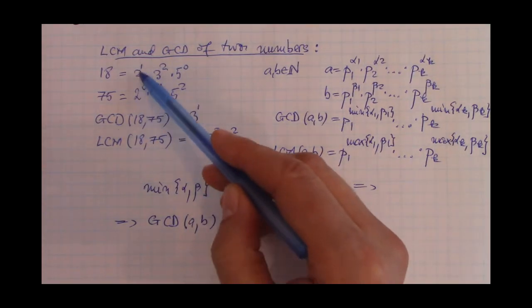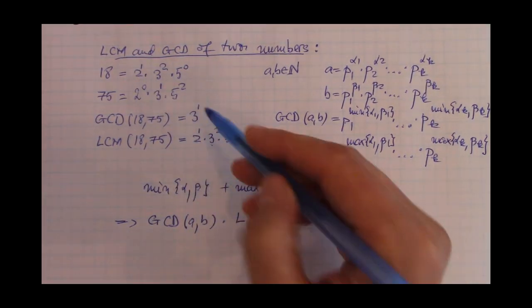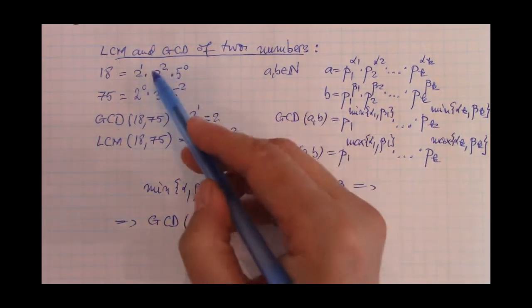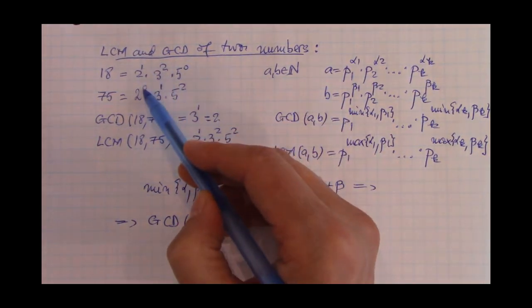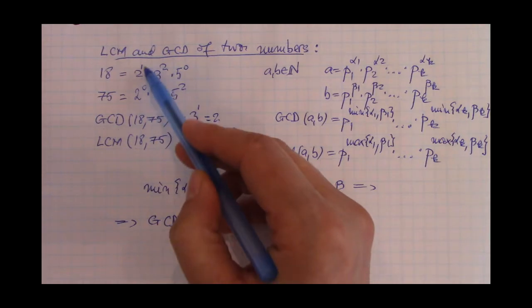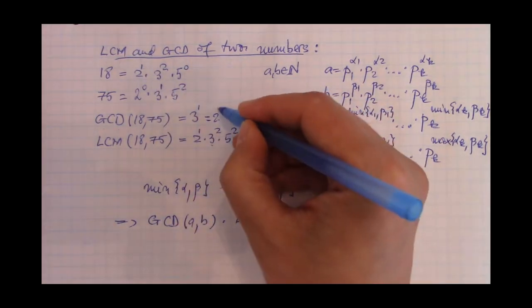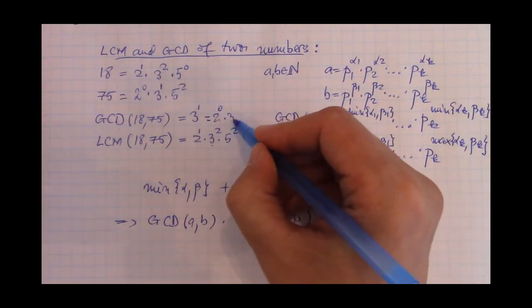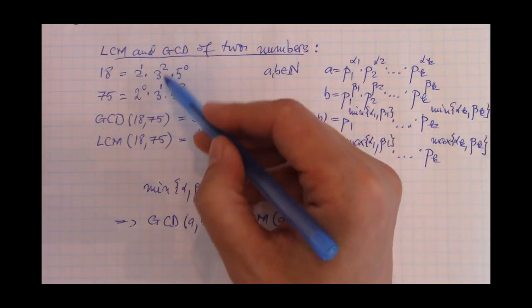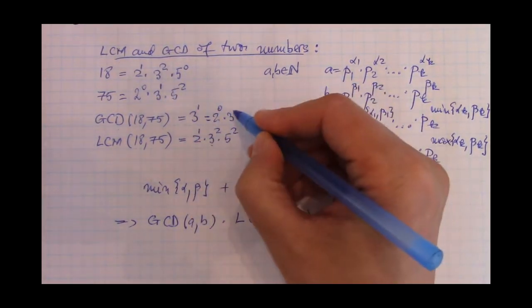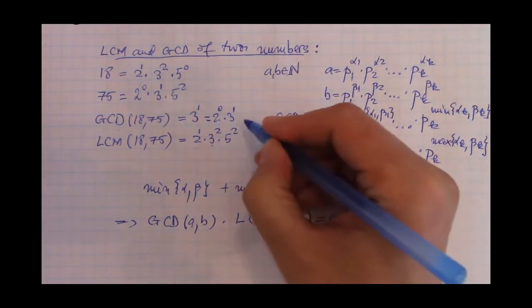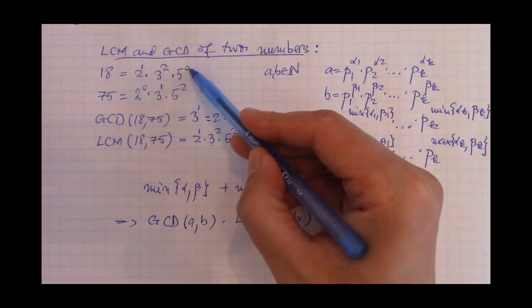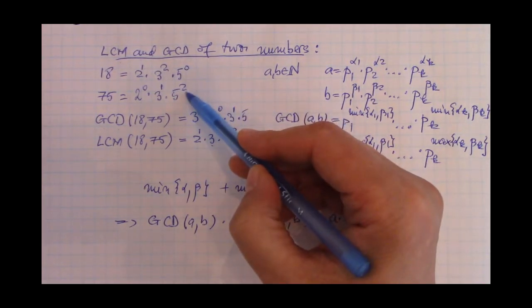I'm going to say, well, 2 appears to the power of 1 in 18 and to the power of 0 in 75. So I'm going to take it to the lowest of the two, which is the power of 0, times 3 appears to the power of 2 here and to the power of 1 here. Take the lowest of the two, to the power of 1, times 5 appears to the power of 0 in 18 and to the power of 2 in 75.